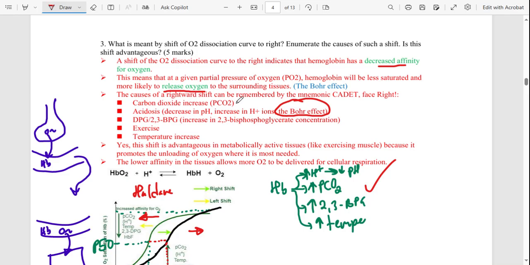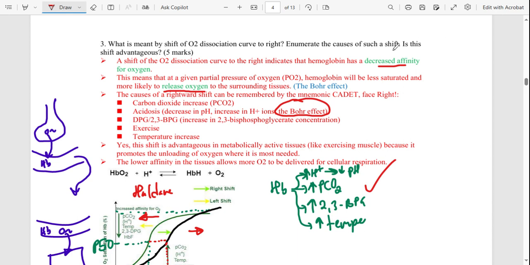We've said an increase in the partial pressure of carbon dioxide, acidosis, which is a decrease in pH or an increase in hydrogen, and then you have 2,3 bisphosphoglycerate. It used to be called diphosphoglycerate, but you don't call it di. It's 2,3 bisphosphoglycerate. And then also exercise, because this will increase the temperature, and of course an increase in temperature.